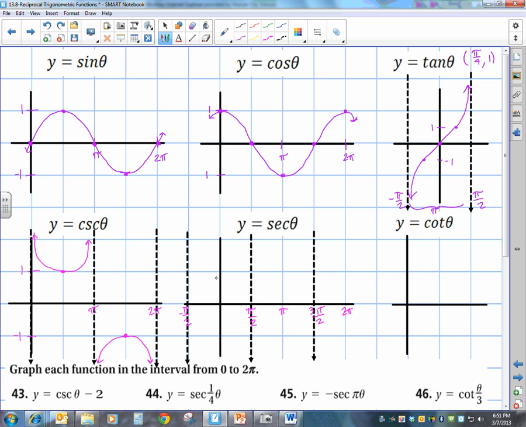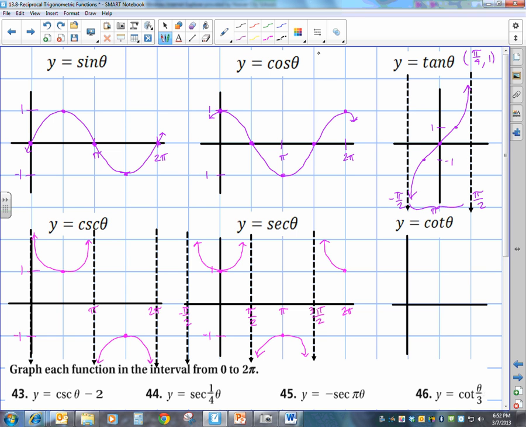Okay, I have my same key points of 1 and negative 1. And I find the 1 on my cosine, and that's my reciprocal value, and it'll have the same shape that we have on our cosecant. And our negative 1 will be the same. So we're doing our best to make it look like that. And back at 2 pi, it's at 1, so I know that a graph will do something of that sort.